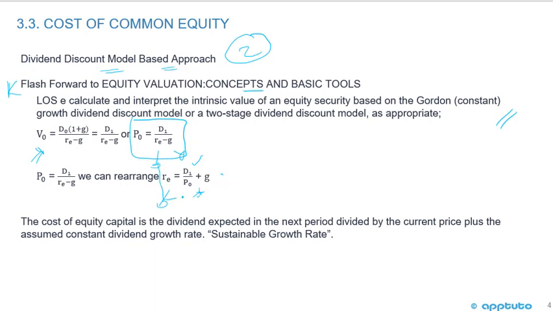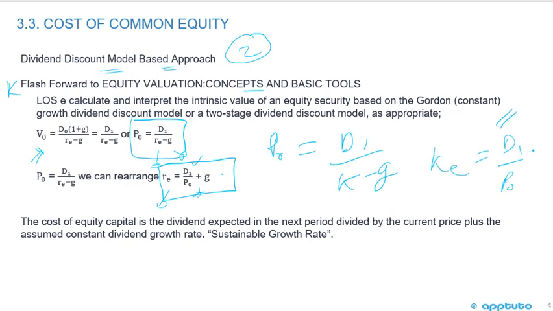So that's absolutely a formula that you have to be able to memorize. One is P0 equals D1 over, sometimes we see it as K minus G. And therefore, if we want to calculate the cost of equity, it's going to be D1 again over P0 plus the G, okay? So those two formulas, you have to be on top of it. So the cost of the equity capital is the dividend expected in the next period divided by the current price plus the assumed constant dividend growth rate, which is the sustainable growth rate.